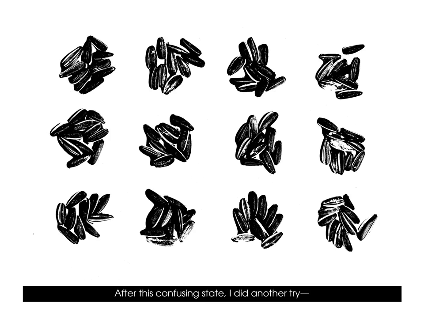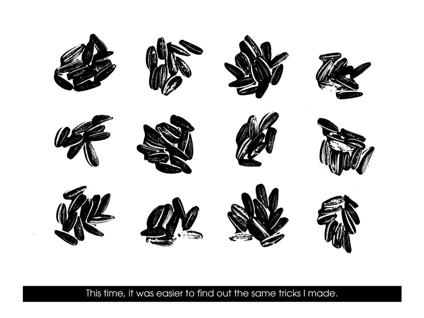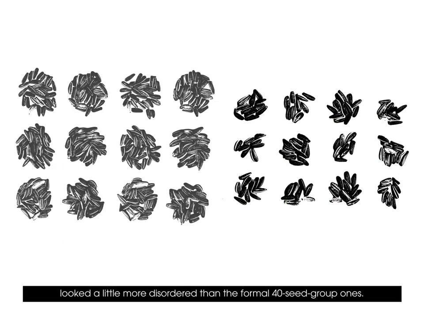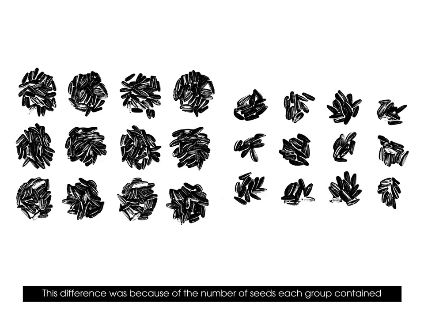After this confusing state, I did another try. I reduced the number of seeds to 10 in each group. This time, it was easier to find out the tricks I made, and I felt these two 10-seed group images looked a little more disordered than the former 40-seed group ones. This difference was because of the number of seeds each group contained, for that was all I changed.